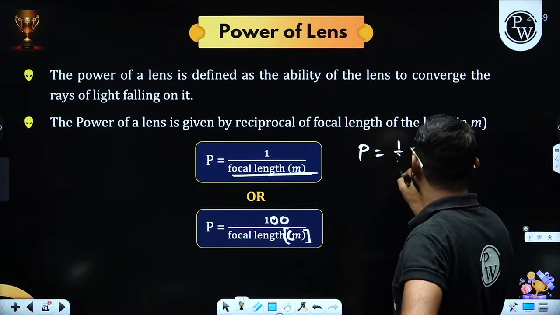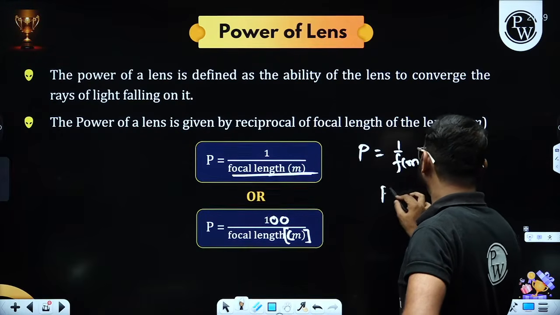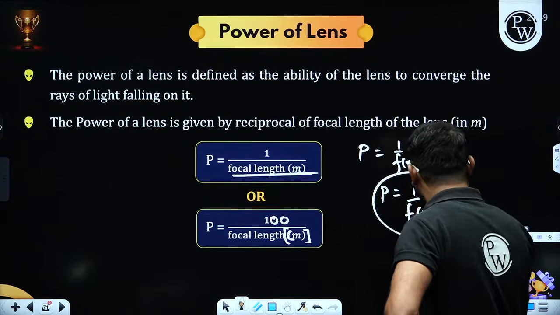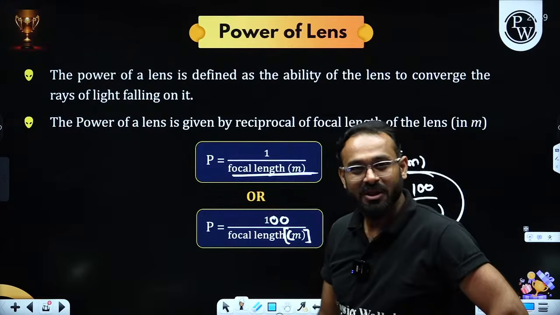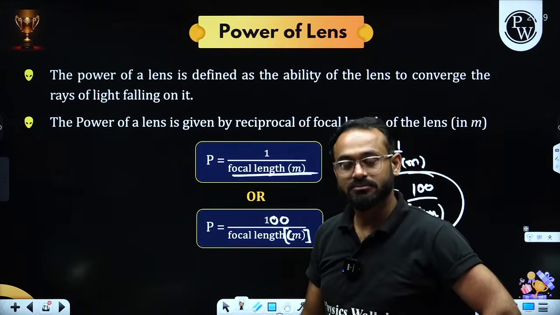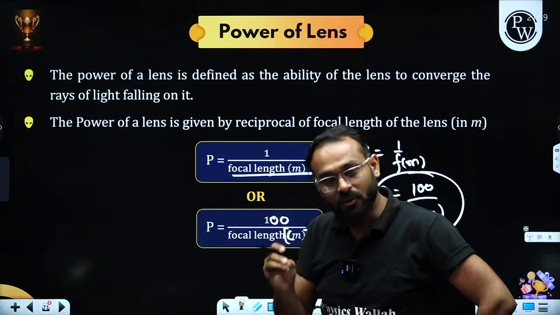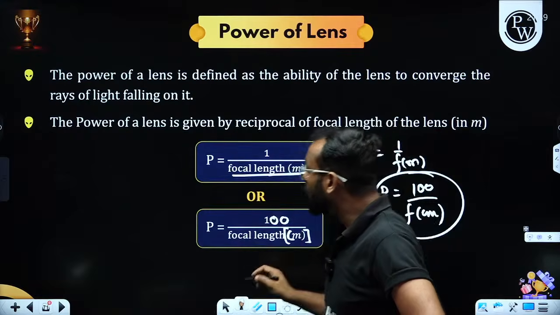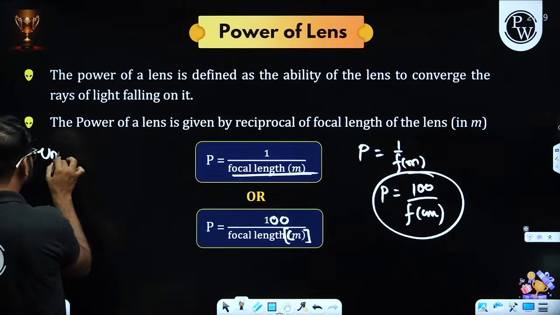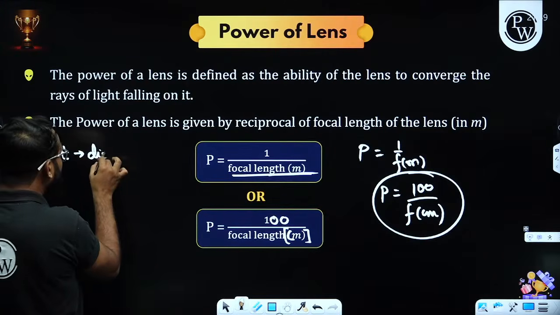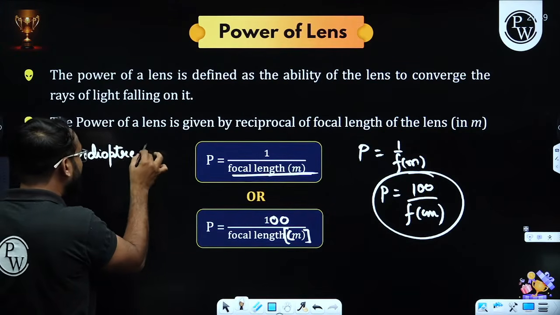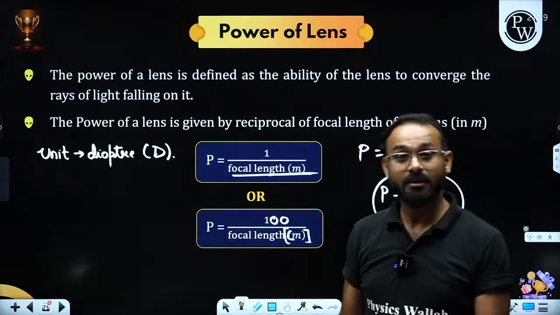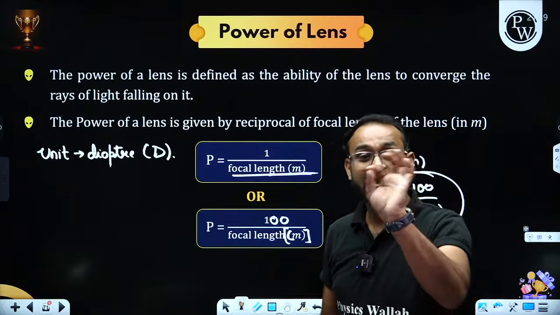So the formula is quite simple. P = 1/f, where f has to be in meters, or P = 100/f where f is in centimeters, depending on what is given in the question. If the focal length is given in centimeters, 100 by focal length. If the focal length is given in meters, 1 by focal length. Ultimately, you will get this value, and the unit of power of lens is written in terms of diopter, represented by capital D. Power, diopter, capital D.